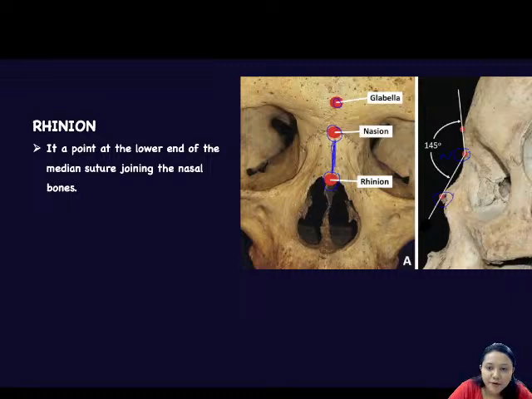Okay, so understood? Any question might come on these points. Okay, asterion, pterion, gnathion, rhinion. ठीक है. So पहले आता है bindi point. Wherever you put a bindi, that is the glabella. Just below that you have nasion, then you have rhinion, and then you have gnathion. और पीछे है हमारा inion. Now on the lateral side, anteriorly you have the pterion and posteriorly you have the asterion. I hope it is clear to everyone.